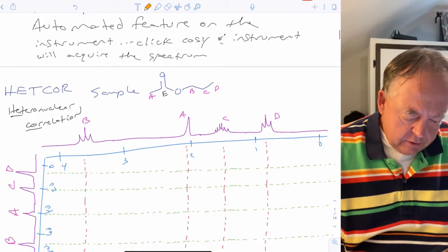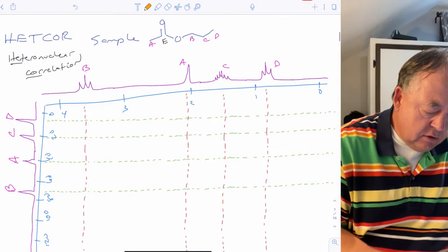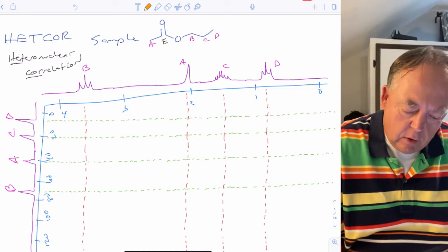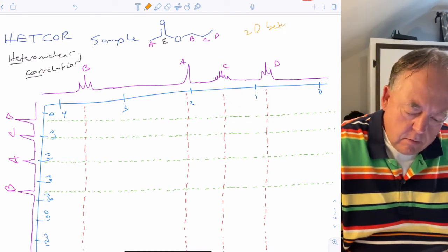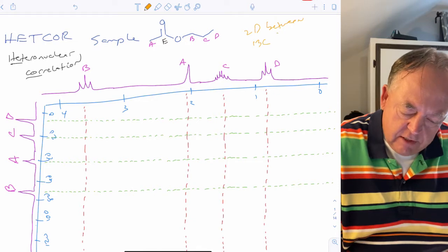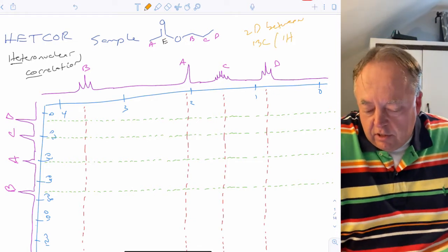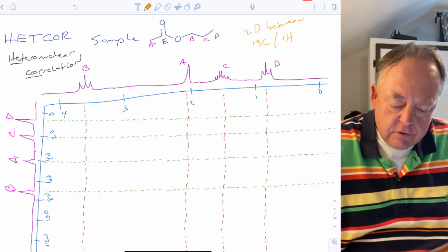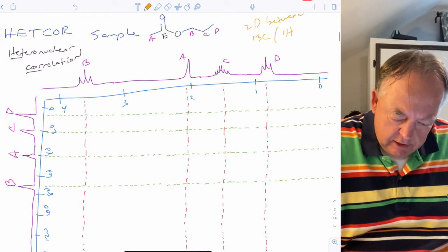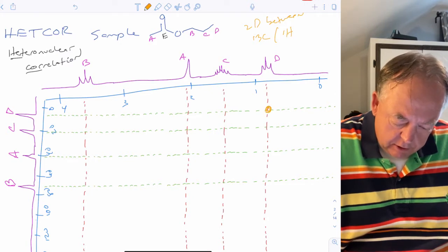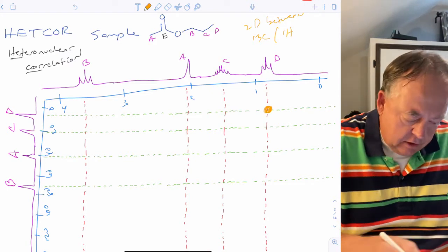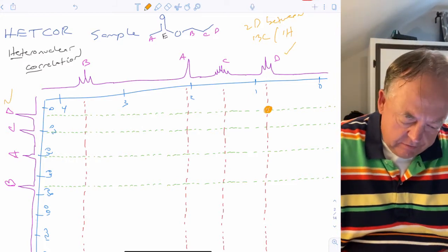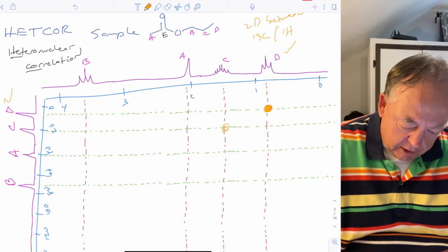So if you do what's called a HETCOR, which stands for heteronuclear correlation, basically it's a 2D NMR between carbon-13 and proton NMR. It's going to tell you what protons correlate to what carbon signals. So if we did this, for D you would have a cross peak here. That tells you that this signal in carbon-13 is due to these hydrogens in the molecule. And for C, you then would have a cross peak here.